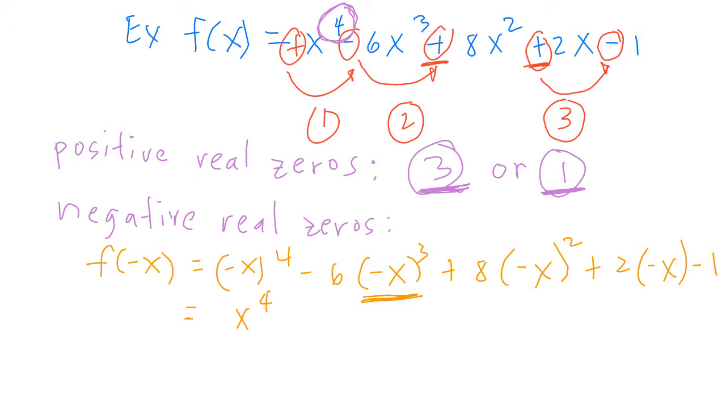Negative x times negative x times negative x cubed times a negative 6 becomes a positive 6x cubed. And then here, that's a square of a negative, that becomes a positive, so plus 8x squared. And then we have minus 2x minus 1.